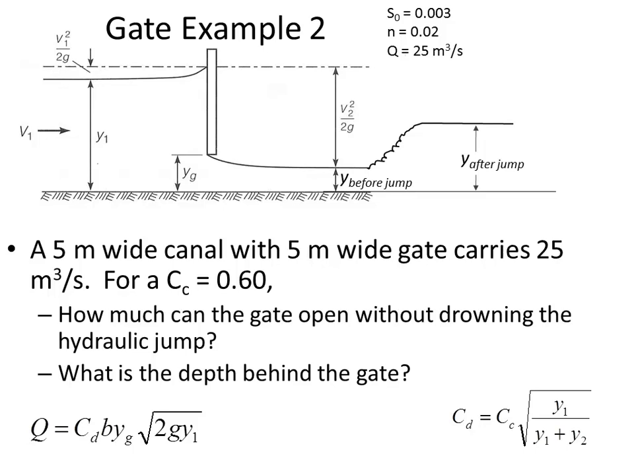Well, there will be a jump depending on how high the gate is open. If the gate is open more than the critical depth, so let's just depict the gate and the different options for how it could be opened. So what if we had the gate opened, let's see, the normal depth is 1.78. So what if the gate was opened 1.5?